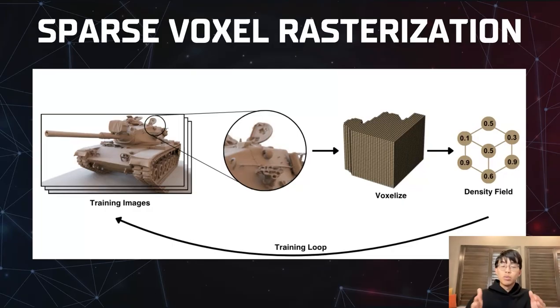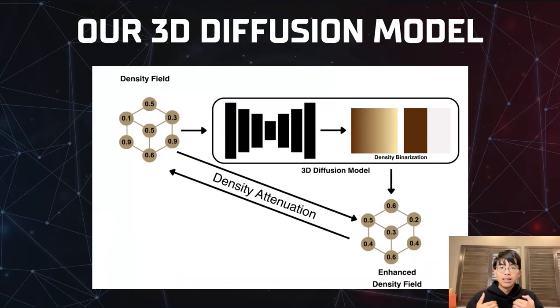And so this on its own would be what NeRF is, right? It's just using those density fields to create a 3D generation. But instead of continuously looping the density field back to the training images, what we do is that we hack it and we pass it along to our 3D diffusion model. And so what we do is that we grab the density field from the neural radiance field and we pass it into our diffusion model.